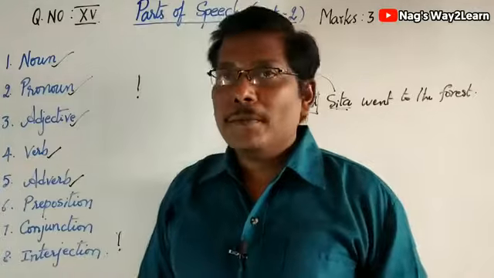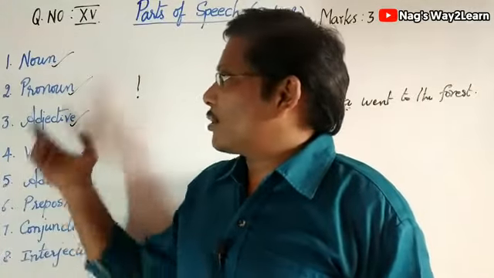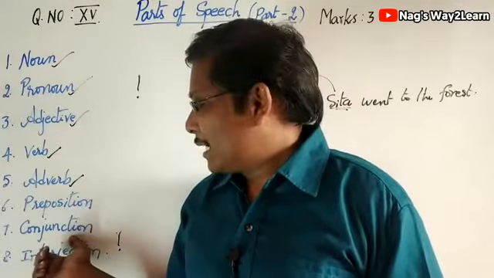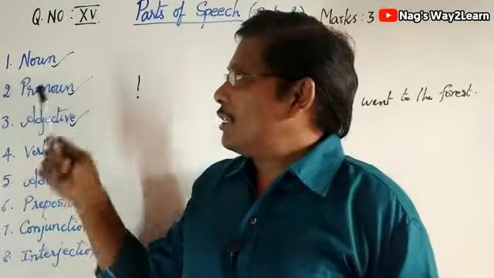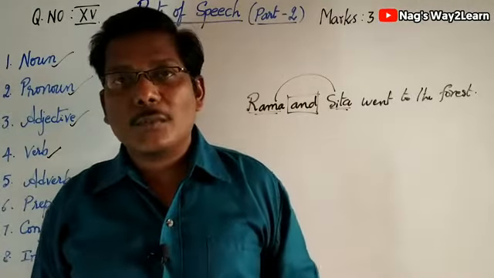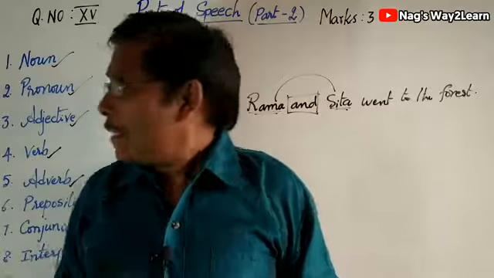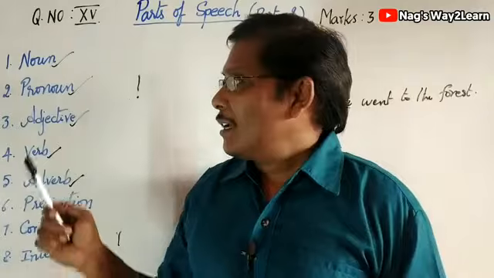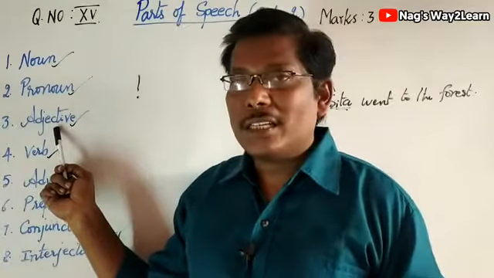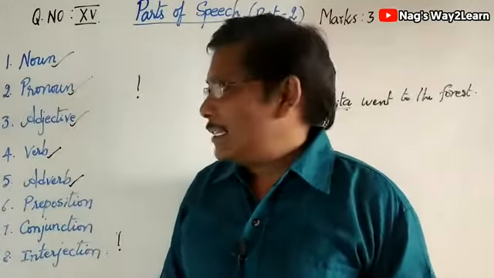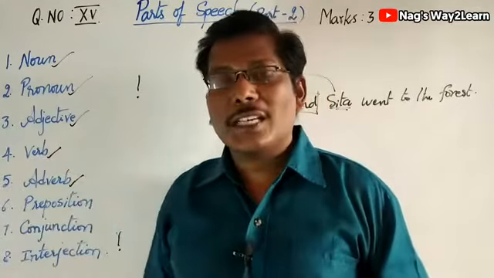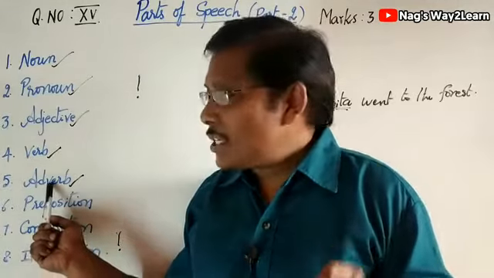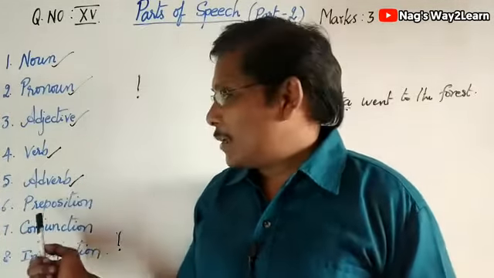So in this way, there are 8 parts of speech: noun, pronoun, adjective, verb, adverb, preposition, conjunction and interjection. A noun is a word which indicates the names of persons, places or things. A pronoun is a word which is used instead of a noun. And an adjective describes the quality of a noun or a pronoun. And a verb is a word which shows an action or existence of something, and an adverb is a word which describes a verb. Next, preposition.